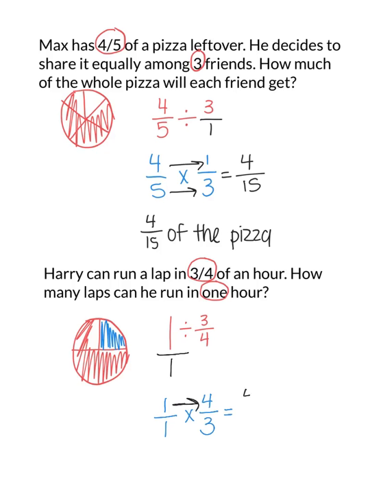1 times 4 is 4. 1 times 3 is 3. Now I just need to simplify. 3 goes into 4 one whole time with 1 left over. So to answer our question, how many laps can he run in 1 hour? He can run 1 1/3 laps.